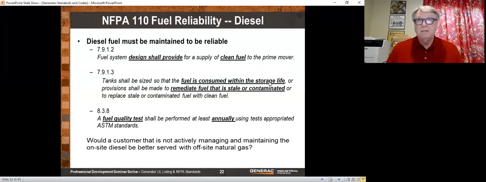Well, that doesn't help us much in the standby generator industry where that fuel is going to be in that generator for decades. So it turns out that we need to test the fuel. And typically, if you're going to test and maintain the fuel, that fuel will last many, many years. So a fuel quality test must be performed at least annually. And the new NFPA 110 for emergency generators now says every 6 months.